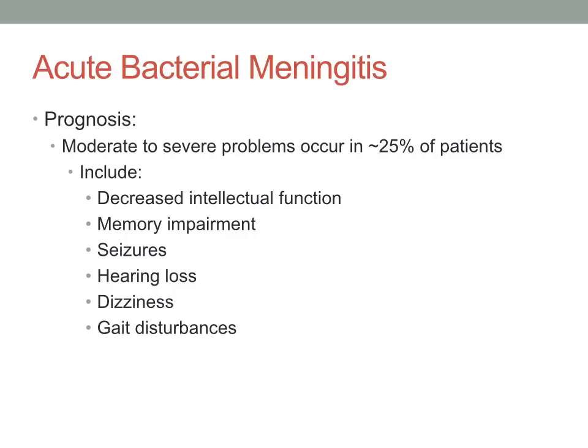So moderate to severe problems occur in about 25% of people, and these can be anything from mental impairment, memory problems. People can actually damage areas of their brain from either infarction or just from cellular death from the infection, and that can make them prone to seizures. People can have hearing loss because if you damage nerve fibers that help with auditory function, dizziness, gait disturbances, if you hit the cerebellum. So it all depends on how early the diagnosis is made and what particular areas of the brain are being involved.